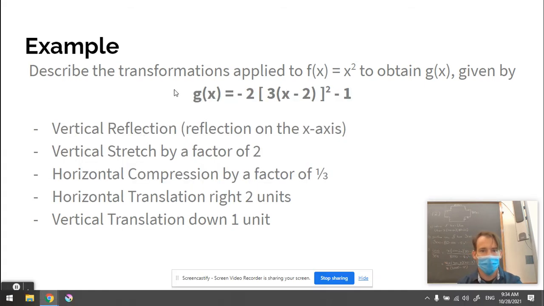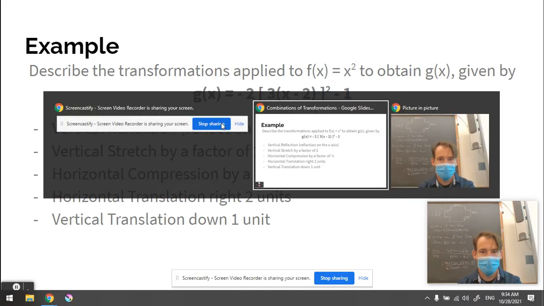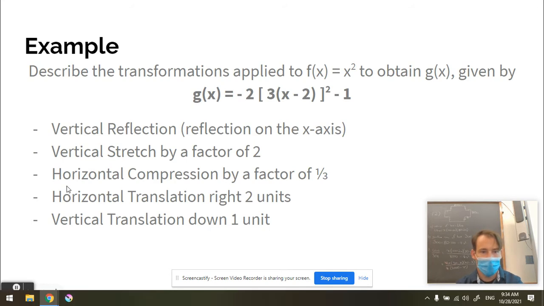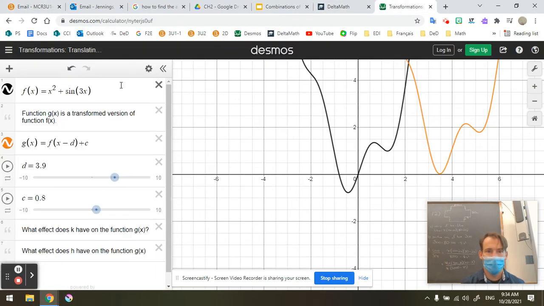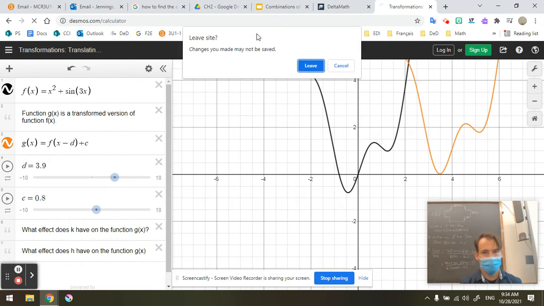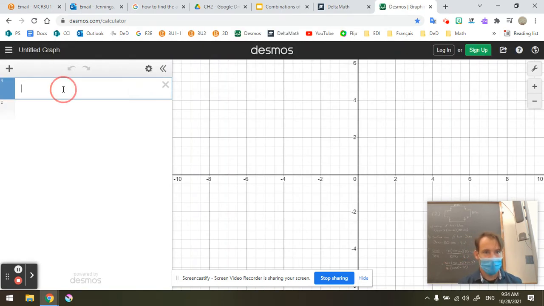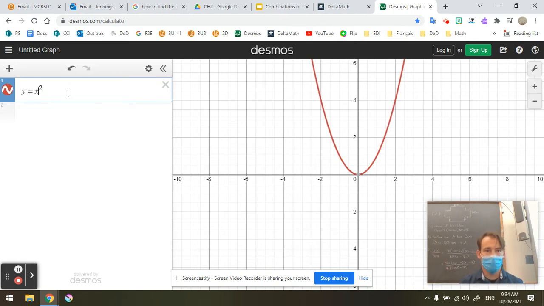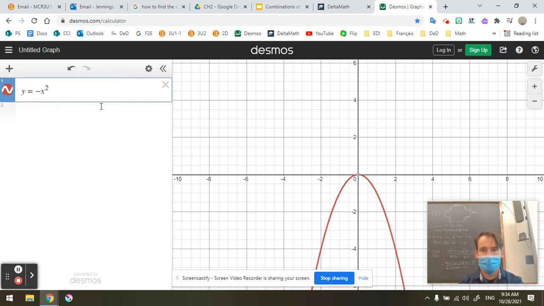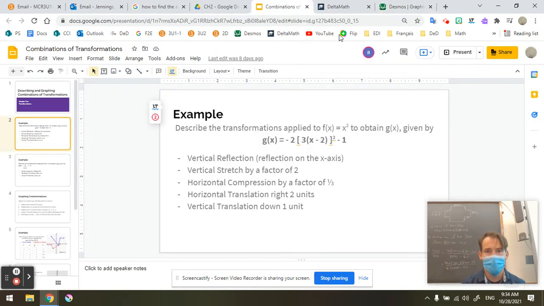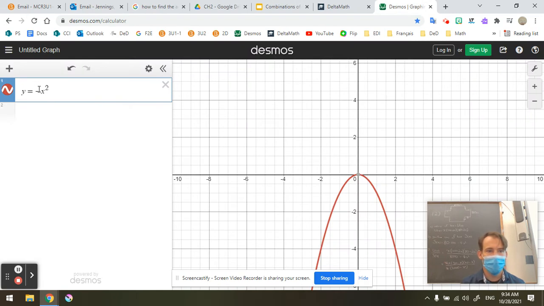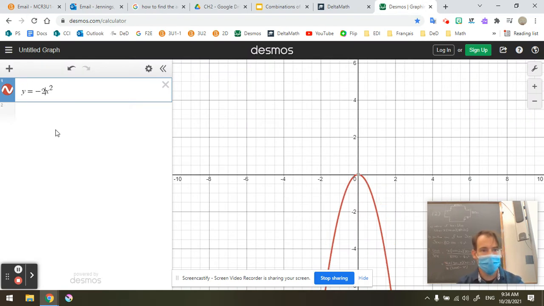So actually, we could follow along. Let's go to Desmos, and we'll graph it as we go. So let's get a fresh Desmos. Here is our original function, y is equal to x squared. First thing that we did was we reflected it in the x-axis. And that's this negative here, 2. And then we're going to make it 2 times stretched. So there's our negative 2a.